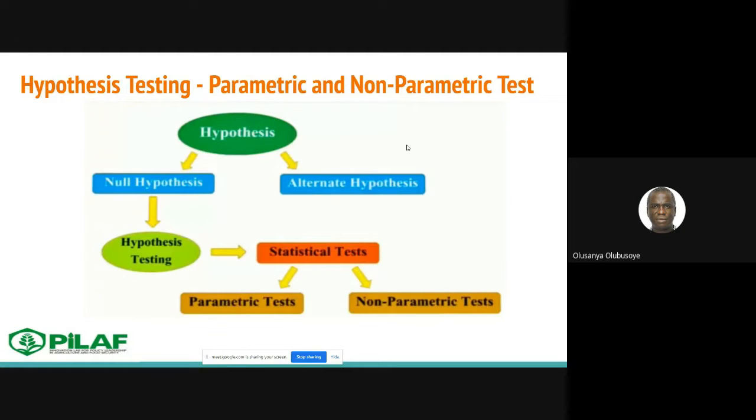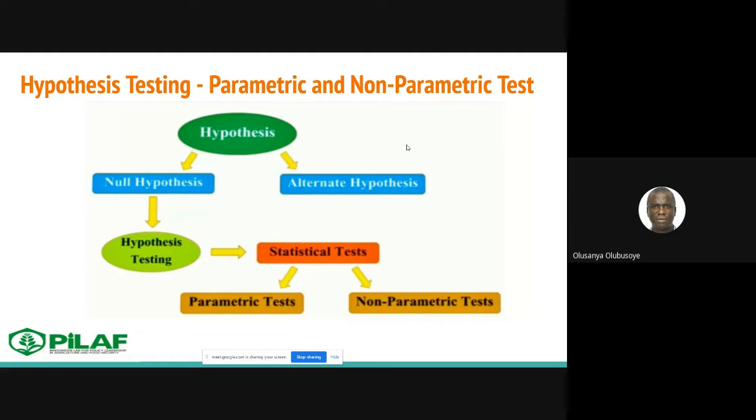So in the null hypothesis, the focus is on the null hypothesis. So it's either you reject it or you accept it. And that is why if you reject it, then it means you are accepting the alternative. If you accept it, it means you are rejecting the alternative.